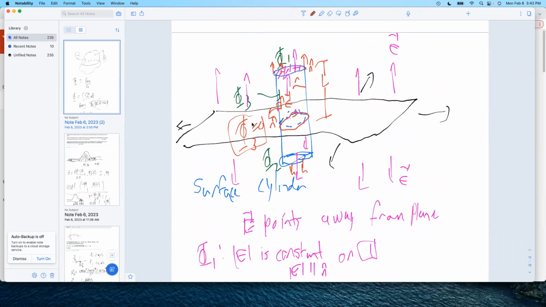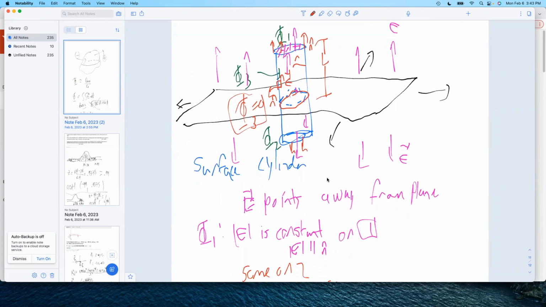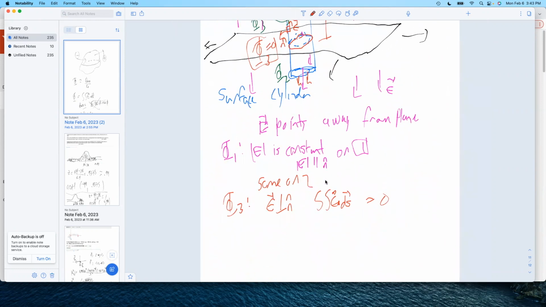So the only flux I'm going to have are through the ends of the can here. Okay. So the double integral of E dot ds. Let's look at just number 1. Because they're parallel, because of this, I can write that as magnitude of E ds. Because E is constant on surface 1, I can pull E out.